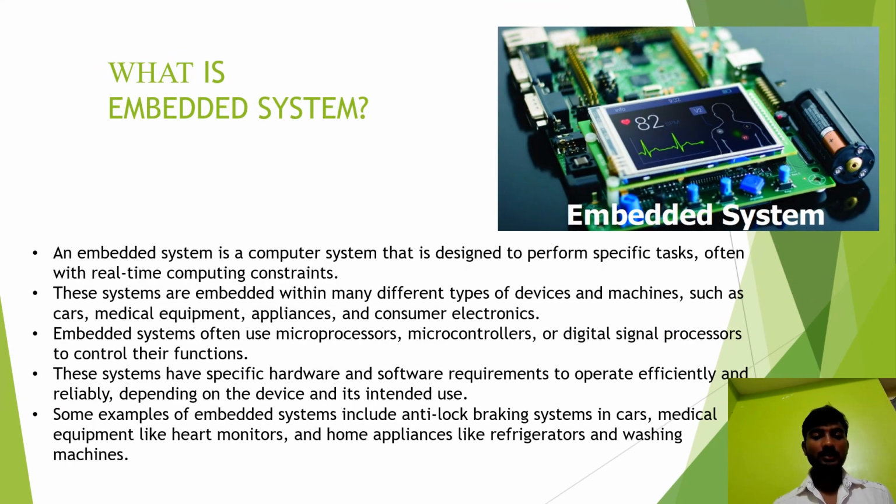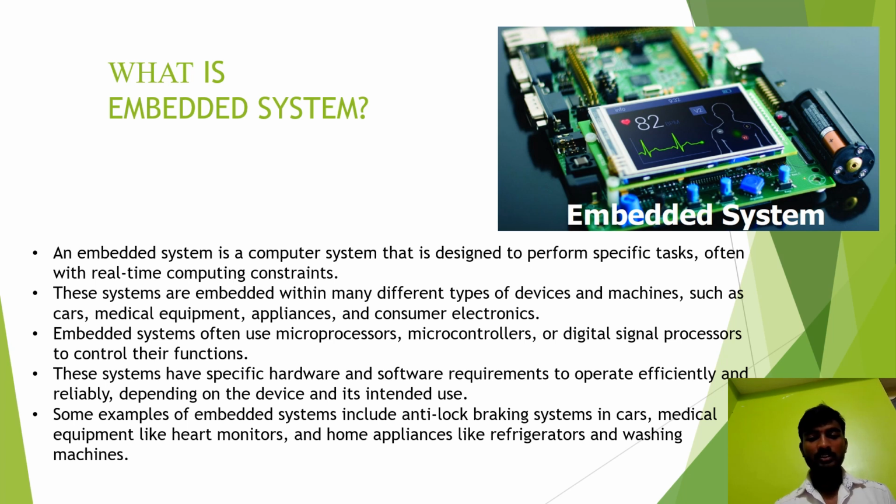Let us discover what an embedded system is. An embedded system is a computer system that is designed to perform a specific task, often with real-time computing constraints. These systems are embedded within many different types of devices and machines such as cars, medical equipment, appliances and consumer electronics. Embedded systems often use microprocessors, microcontrollers and digital signal processors to control their functions. These systems have specific hardware and software requirements to operate efficiently and reliably, depending on their devices.